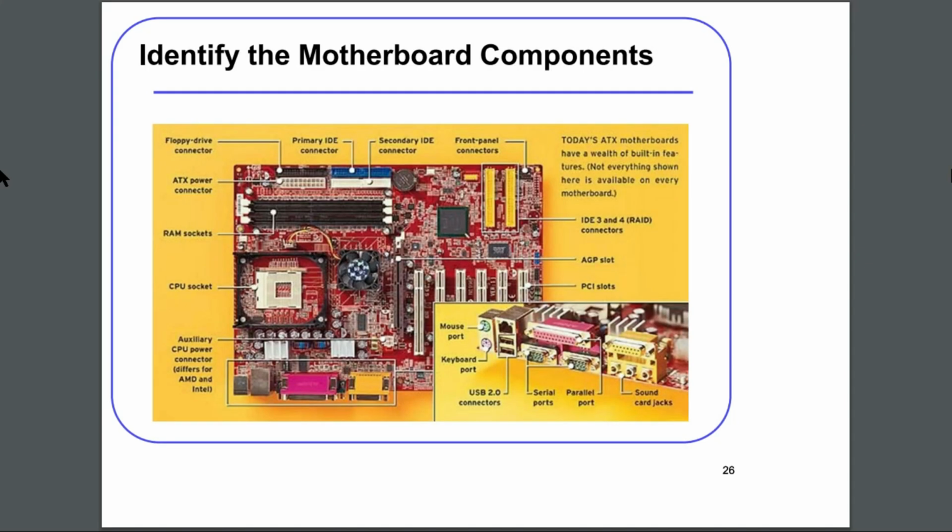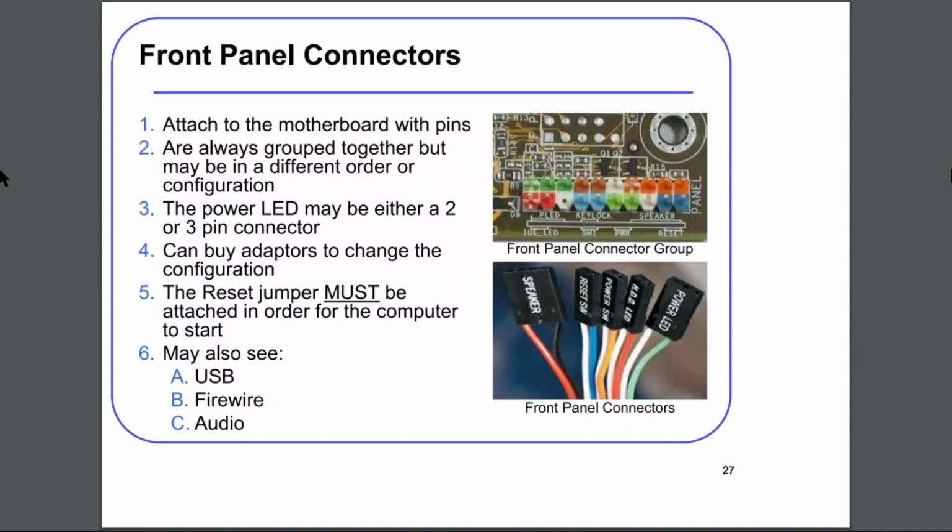So how do we identify the motherboard components? As you can see on the screen, there are multiple components present on the motherboard. That is the 4-pin connector, ATX power connector, RAM socket, CPU socket, primary IDE connector, secondary IDE connector, front panel connections, AGP slots, PCI slots, mouse port, keyboard port, USB 2.0 connectors, serial ports, parallel ports, sound card jacks. Also the auxiliary CPU power connector, which differs for AMD and Intel. These are the basic components and this is the basic motherboard structure in your computer. So let's move to the next slide.